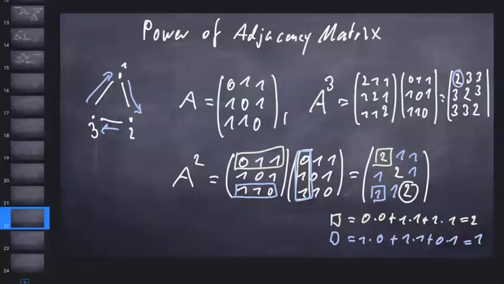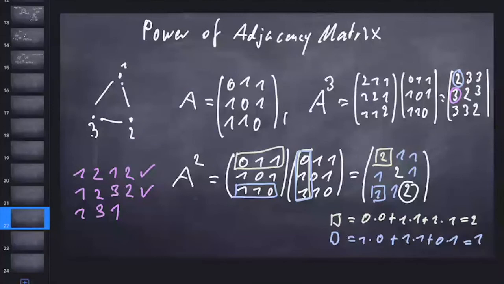There are 3 possibilities to go from 1 to 2 in 3 hops, or from 2 to 1. So what are these possibilities? For example, in 3 hops, you start at 1, then you go to 2, then you go back to 1, and then you go to 2. That's 3 hops. You start at 1, and you arrive at 2. Fine. The other possibility is you start at 1, then you go to 2, then you go to 3, and then you go back to 2, so you also start at 1 and end up at 2. And the third possibility is you start at 1, then you go to 3, then you go back to 1, and then you go to 2, your destination. Check mark. That is the reason why there's a 3.